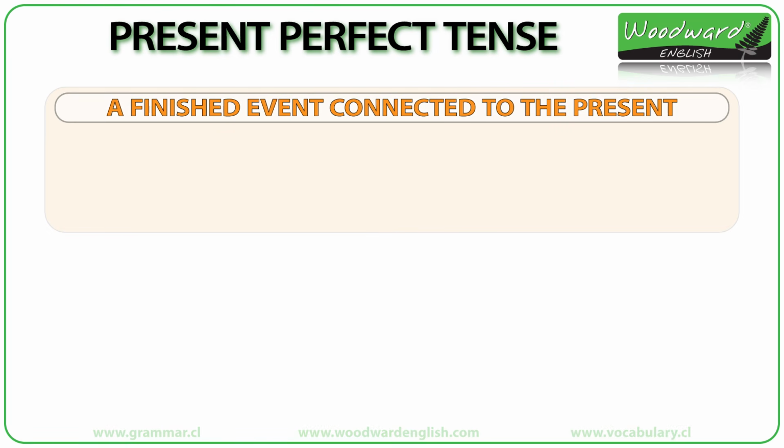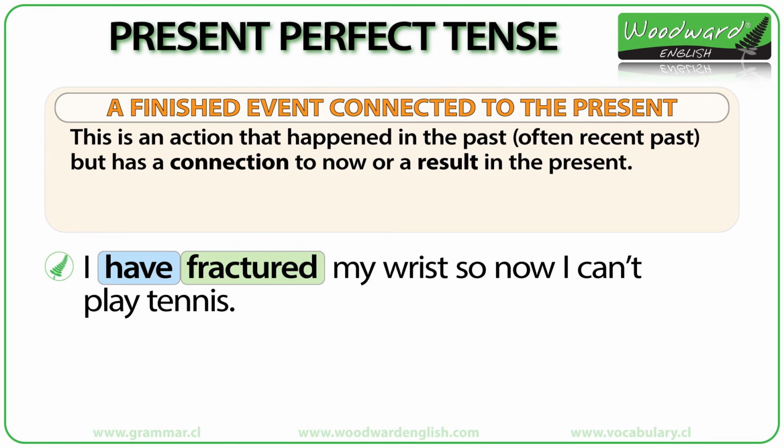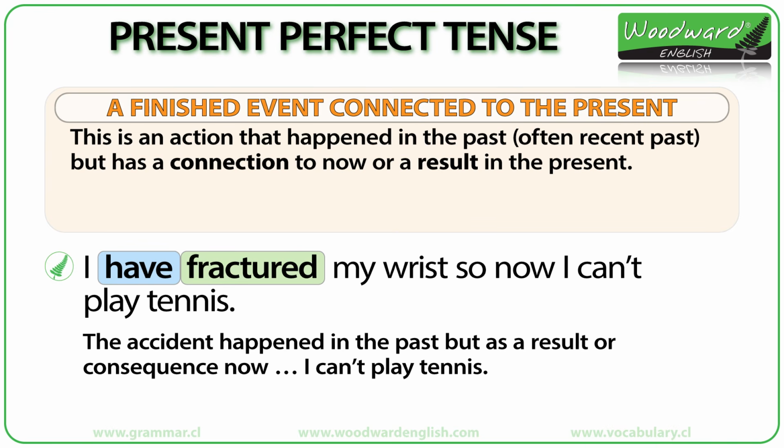A finished event connected to the present. This is an action that happened in the past, often recent past, but has a connection to now or a result in the present. I have fractured my wrist, so now I can't play tennis. The accident happened in the past, but as a result or consequence now, I can't play tennis.